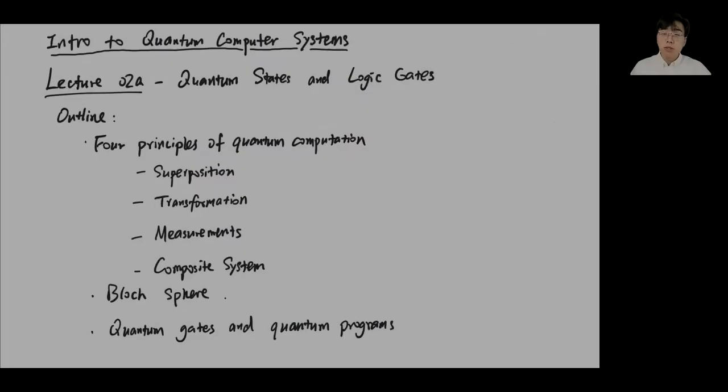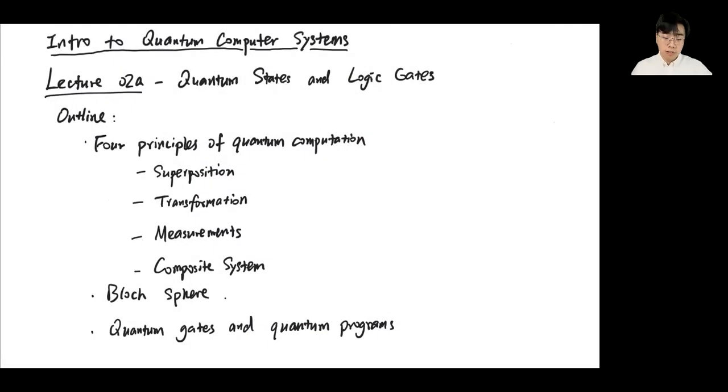Welcome to part A of Lecture 2 of Introduction to Quantum Computer Systems. We will begin today's lecture by revisiting some of the concepts from previous class, but define them more rigorously. In particular, we're going to talk about the first two out of the four principles of quantum computation, namely superposition and transformation of quantum states.